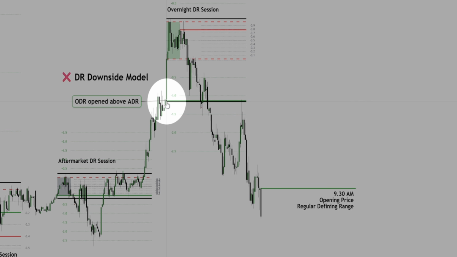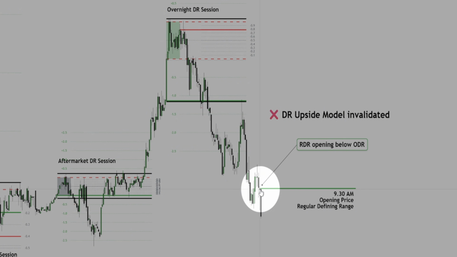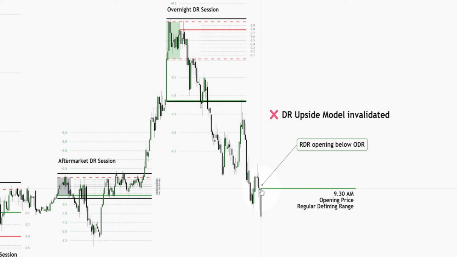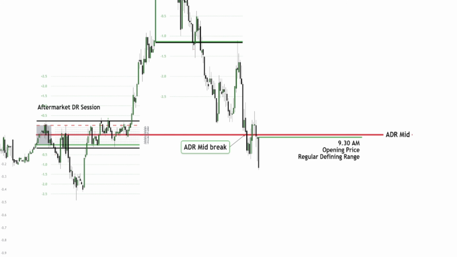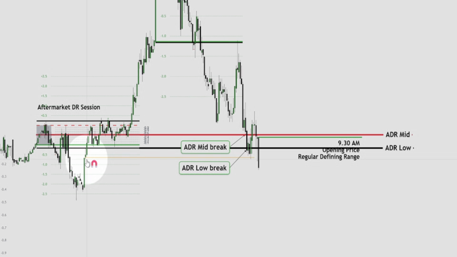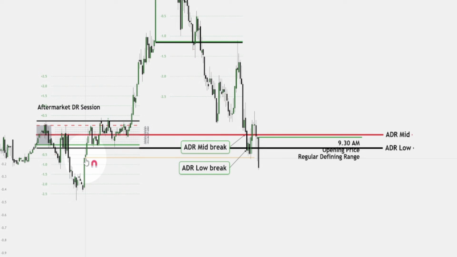The DR downside model was invalidated very early, when the overnight session opened above the aftermarket session. With the regular DR session opening lower than the ODR, the DR upside model is off the table too. So both directional models are already gone. And the ADR mid and the low were both broken during the transition window, with price filling the open volume imbalance that formed in the aftermarket session.